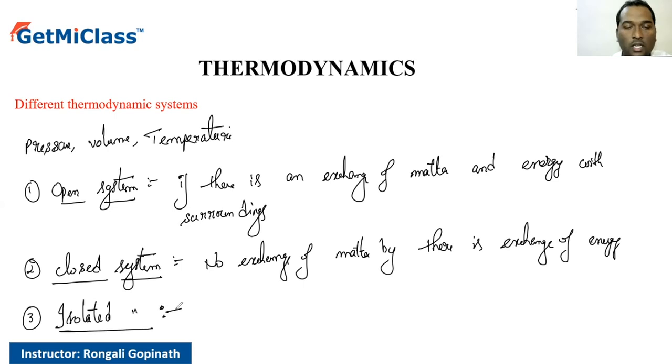And the third one is called an isolated system. What is an isolated system? Here there is no exchange of matter as well as energy. No exchange of matter, neither energy. These are the different thermodynamic systems that we have in this particular course.